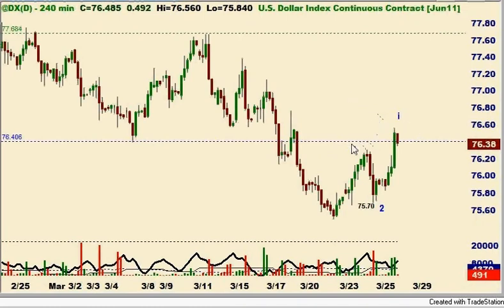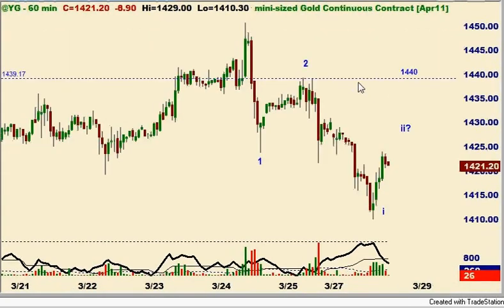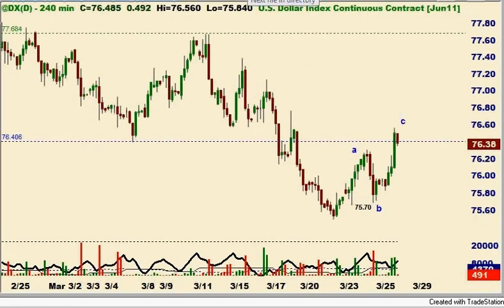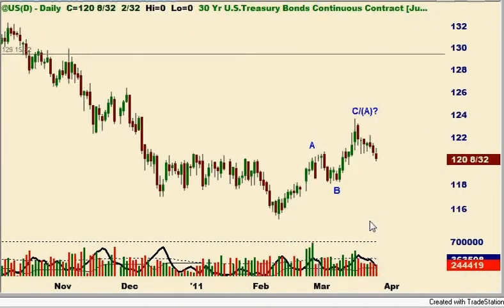Here's the dollar index. Again, we are looking for a possible bottom here, and indeed inverse to gold, we have a possible 1-2 forming in the dollar index. This is a 240-minute chart. That said, the alternate count is that we have an ABC up, and that 7570 area, that's that B wave label here, that is key, just as the 1440 area is in gold. Obviously gold and the dollar, good chance they're going to go counter to each other.